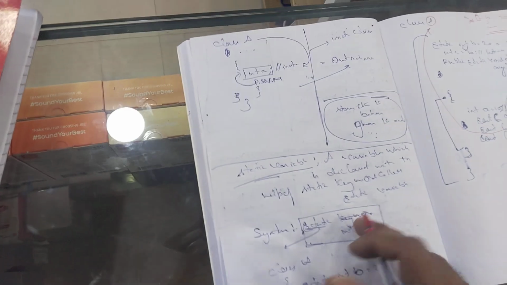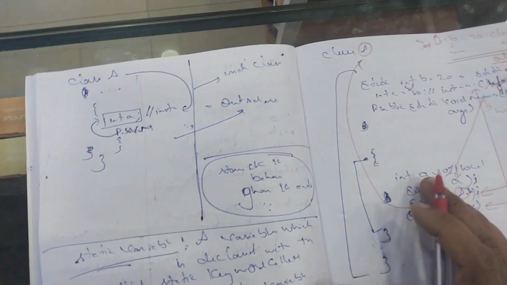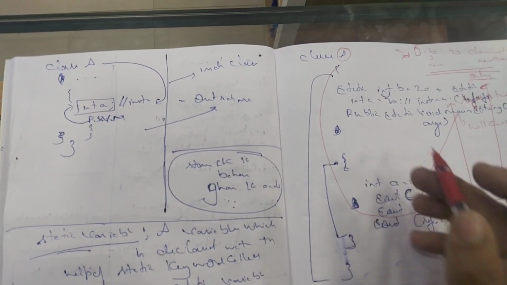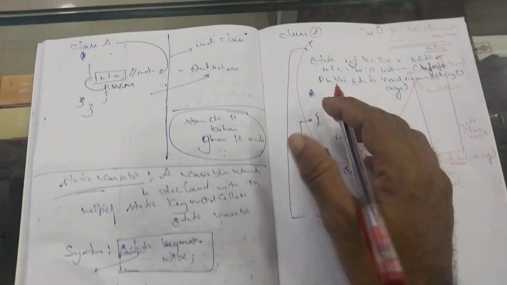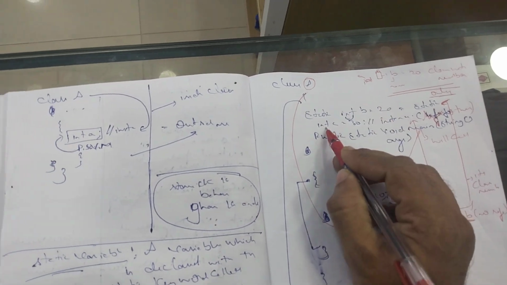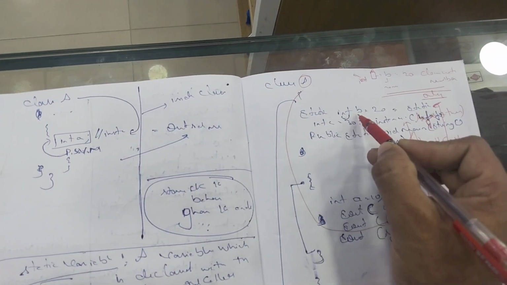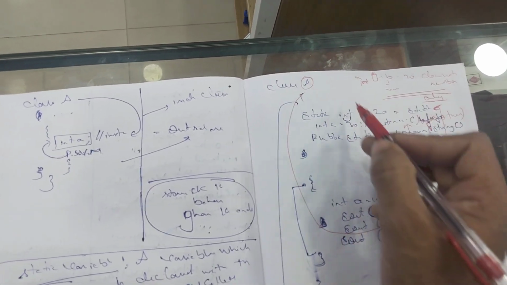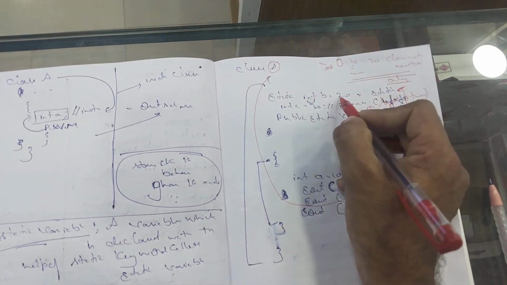A static variable is something which runs based on the class object. A variable declared with the help of the static keyword is called a static variable. Let me give an example of how this works. This is static int b. Static int in the sense that it doesn't require an object to run, it requires the class. So we are writing it inside the class.